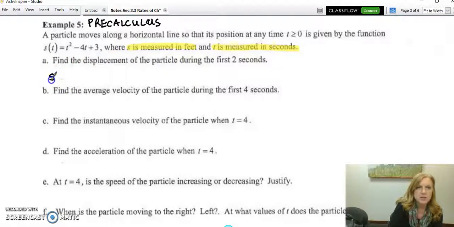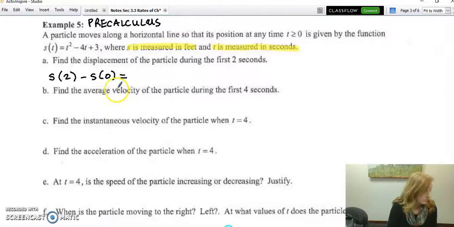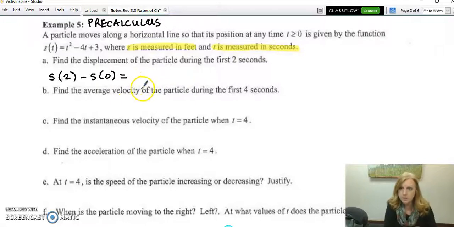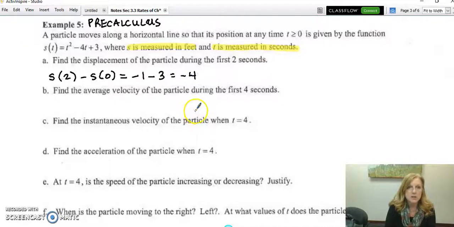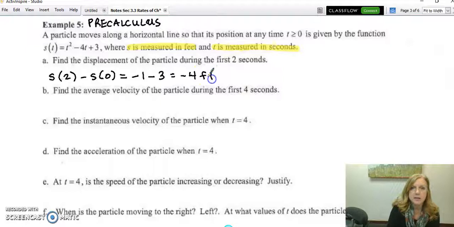So your displacement is going to be your position at 2 minus your position at 0. On the AP, you do want to make sure that you show what you're doing. So here's the formula that I'm doing, and then you calculate it. I'm going to leave a little of the detail out, but I'm assuming you can do arithmetic. So S of 2 is -1 minus S of 0, which is 3, and that's going to give us -4. And you want to put units, so you want to think about what this is. Since this was a position and your position is in feet, this would be -4 feet.